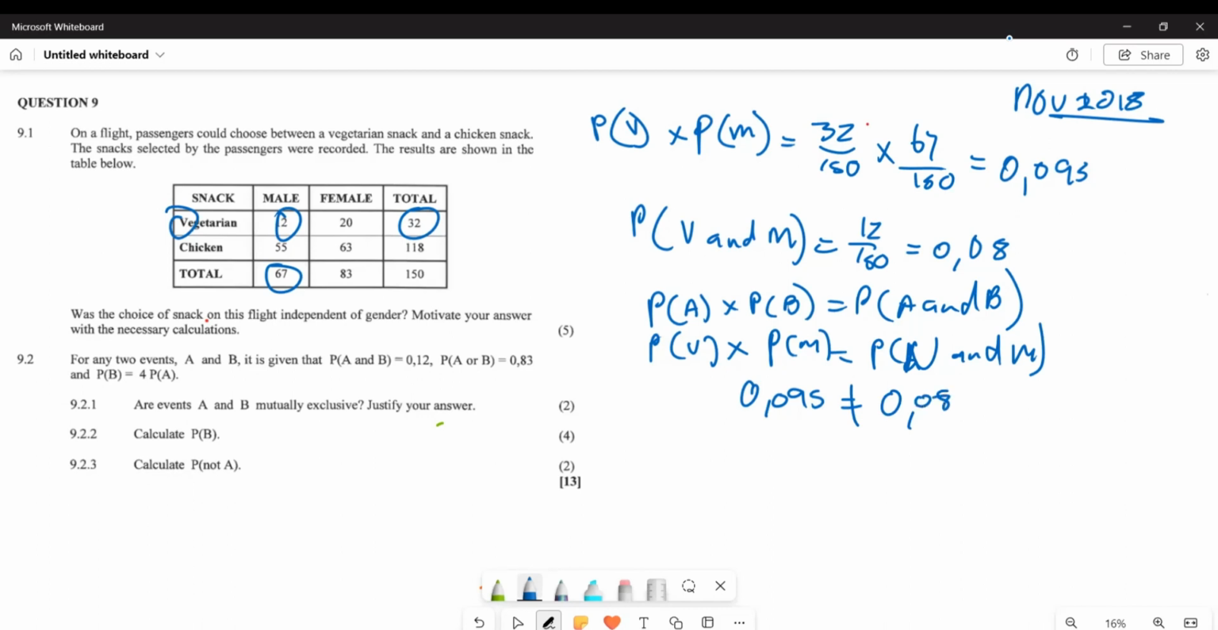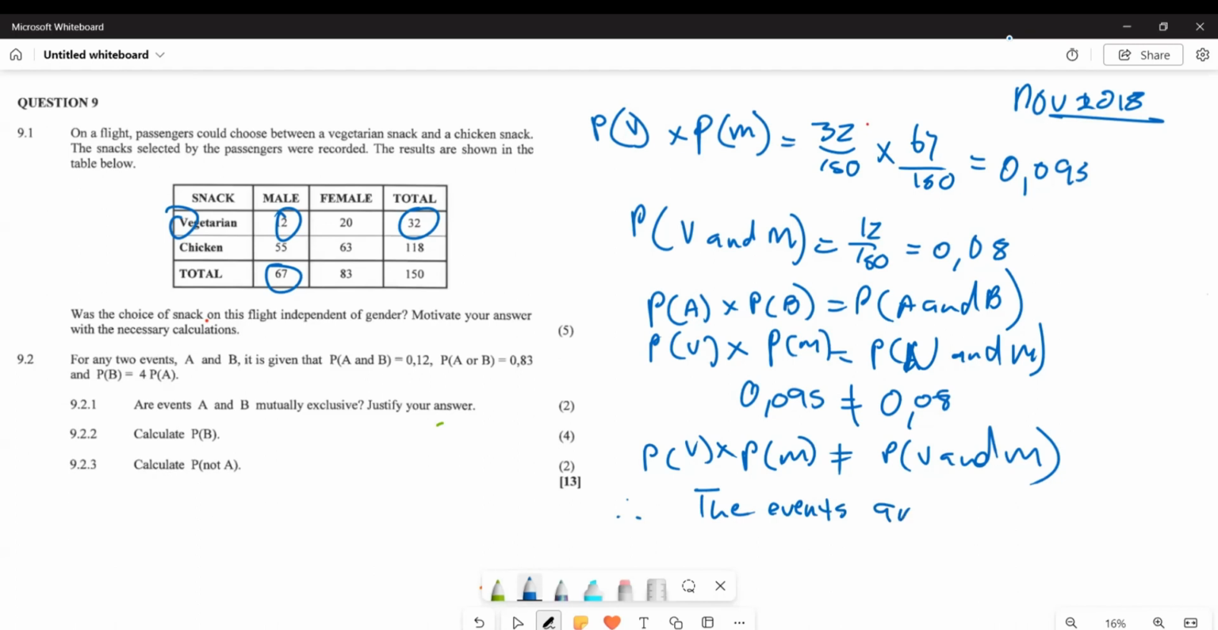So you can now provide the conclusion that the probability of V multiplied by the probability of M is not equal to the probability of V and M altogether. Therefore you can conclude that these events are not independent, because if they were independent, they would be equal. So basically that's what we do when you prove independence. Then you just take your 5 marks and move on.